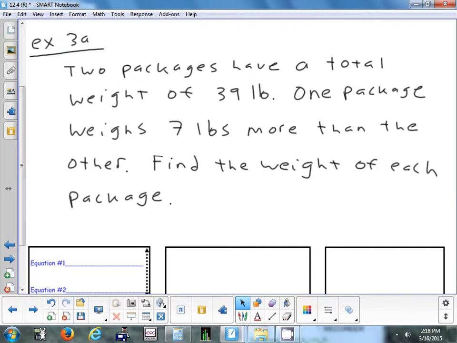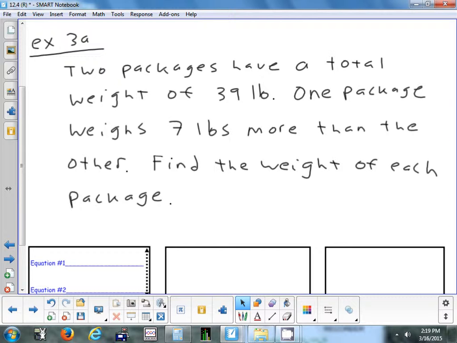Two packages have a total weight of 39 pounds. One package weighs 7 pounds more than the other. Find the weight of each package. Doing 2 equations, right? What 2 things? X, Y. We can do X and Y. What are we trying to find? The weight of package 1 and package 2.